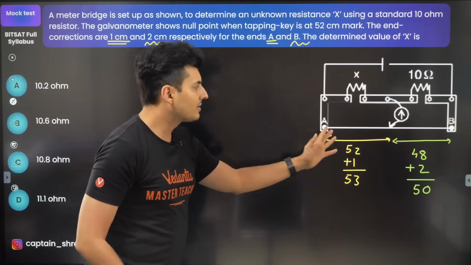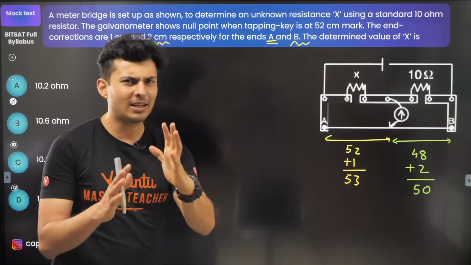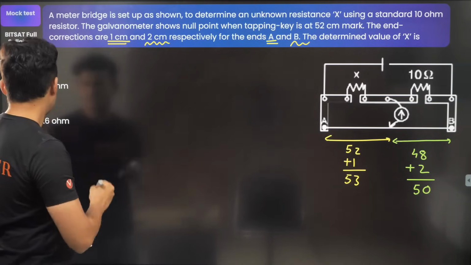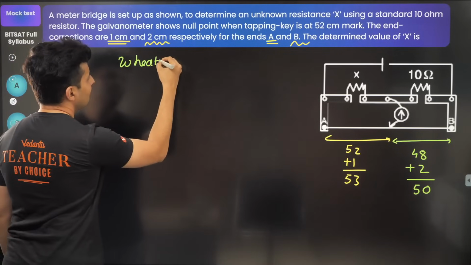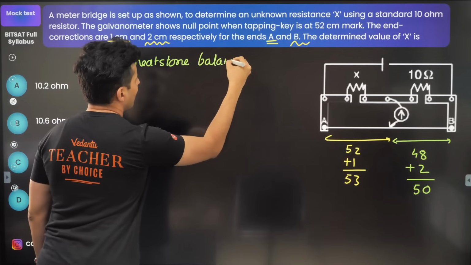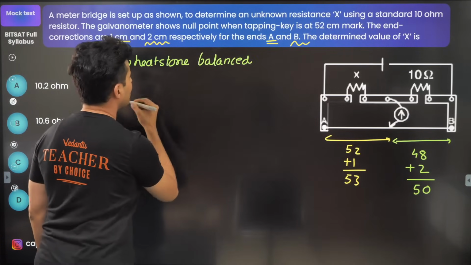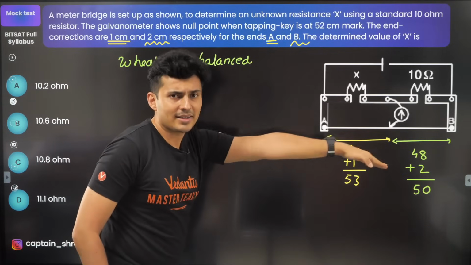Now these lengths are given, unknown resistance has to be found. It's like a Wheatstone arrangement. So the standard formula in this situation is very similar to the Wheatstone balanced condition, and that will be this by that resistance is this by that resistance.